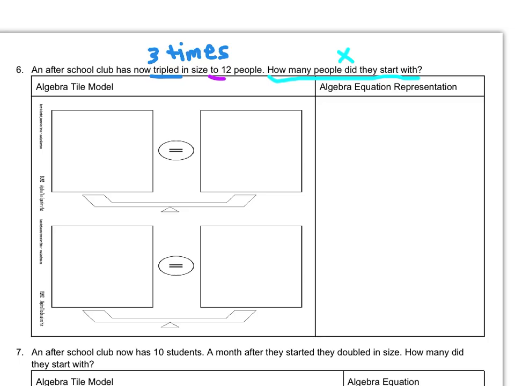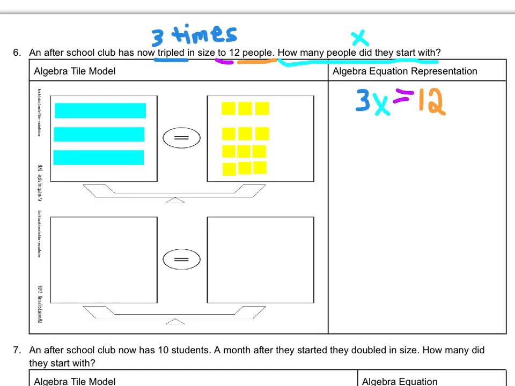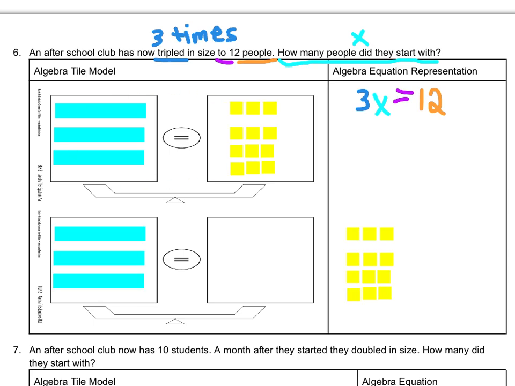With 12, that would be our total. That means we have an equation that looks like this. 3x equals 12. 3x means that we have 3 x's and 12 ones on the right. Now we need to get x by itself. We already have 3 x's. We want to know how much 1 positive x is. So how can we do that? Well, we can divide this into 3 equal groups. So let's do that. So I have these x's. I need to divide these 12 into 3 equal groups.